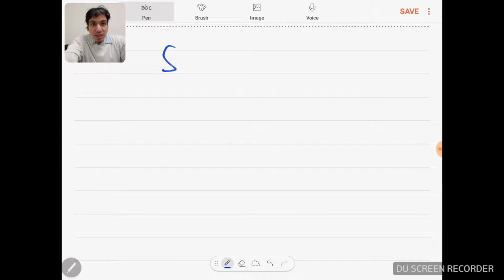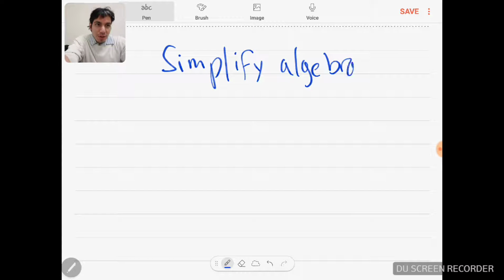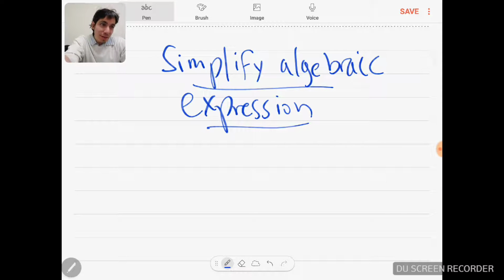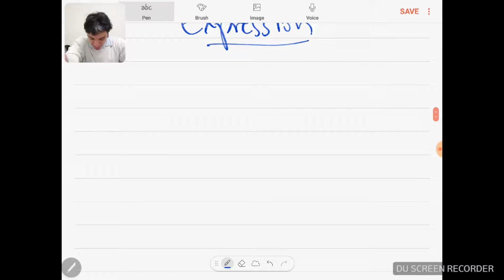So let's see, simplifying algebraic expressions. Now what the heck does that mean? Well, let's see.